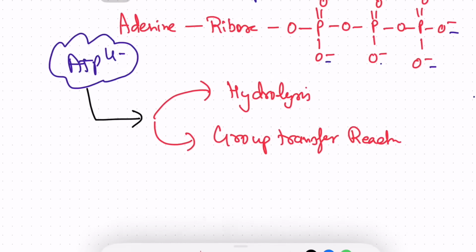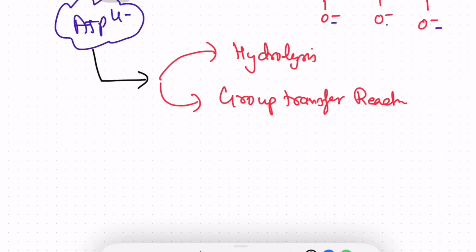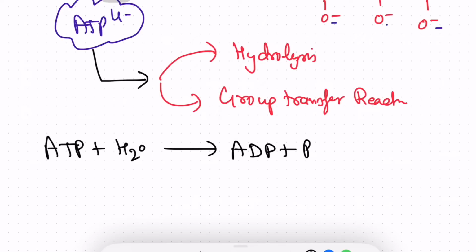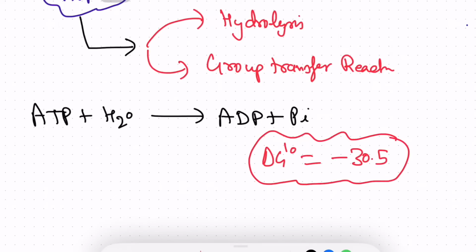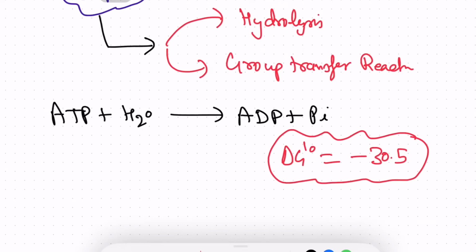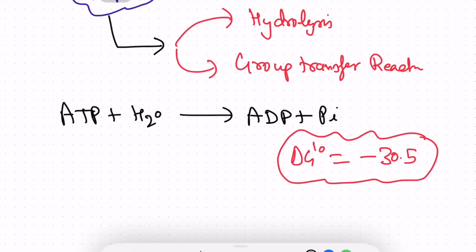Now if you see the hydrolysis reaction, how we represent it: ATP plus water can be hydrolyzed, and we see the formation of ADP plus Pi. Now if you see the value of the standard Gibbs free energy change for this hydrolysis reaction, it is minus 30.5. So this amount of energy will be released on ATP hydrolysis.